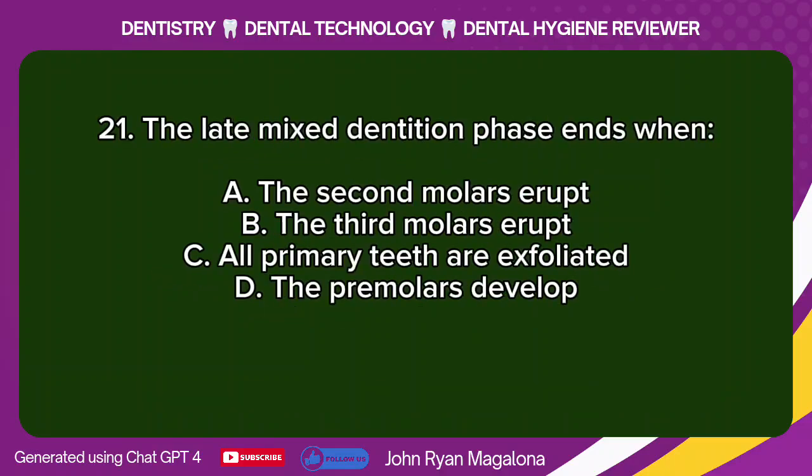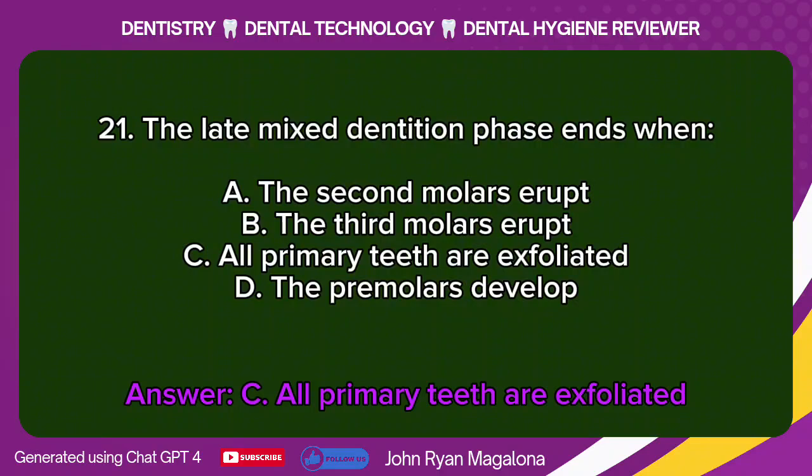21. The late mixed dentition phase ends when: A. The second molars erupt. B. The third molars erupt. C. All primary teeth are exfoliated. D. The premolars develop. Answer: C. All primary teeth are exfoliated.